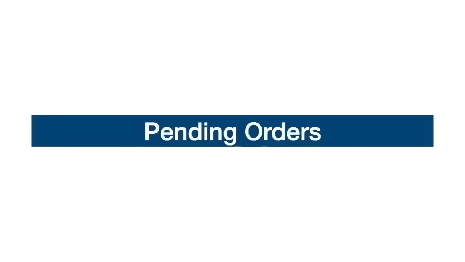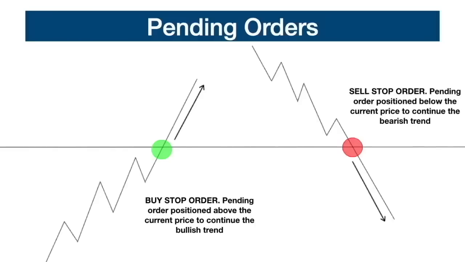Pending orders are the most precise orders, because they are filled at the exact price that you desire. Pending orders turn into market orders when the price touches the level of your pending order, and therefore your trade will be active. Pending orders are divided into buy and sell stop and buy and sell limit. The buy and sell stop orders are pending orders used to continue the current trend and are placed above the price for bullish orders and below the current price for bearish orders. These types of orders are widely used by breakout traders looking for the continuation of the current trend.